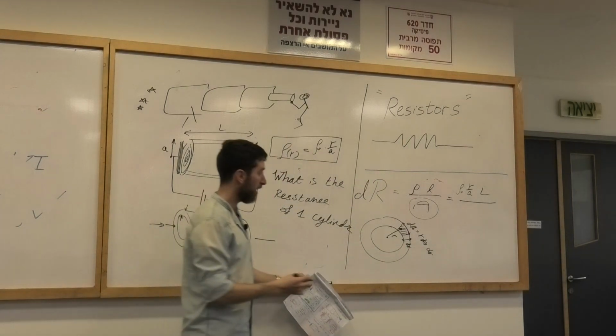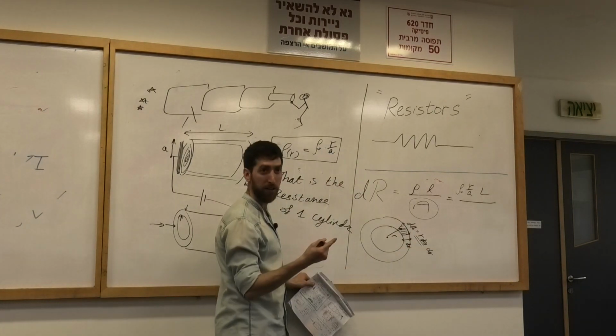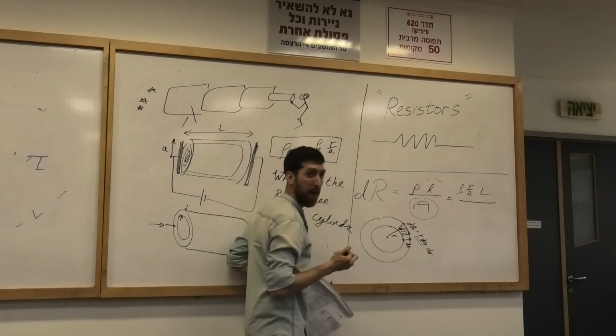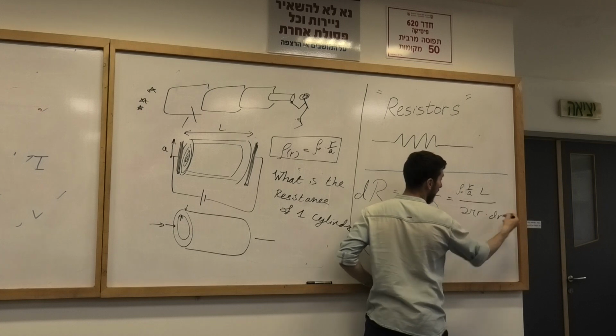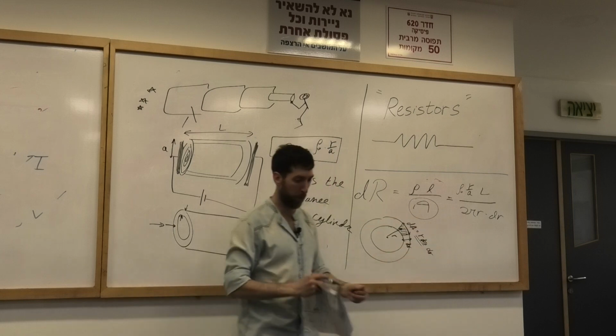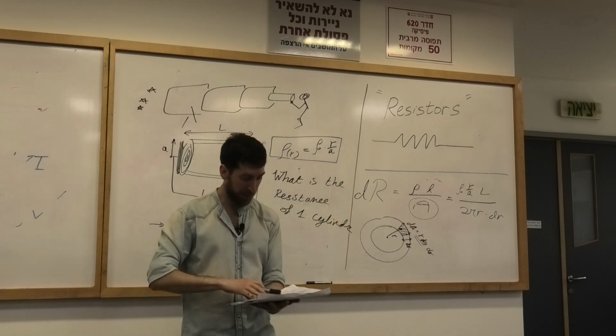Right? And if you're going to do the integral, this is going to end up being 2 pi r, which means the whole thing extended by dr. So this is going to be 2 pi r multiplied by dr. Is this clear? Is this clear? Yeah? Okay. Perfect. So this is the resistance of every little cylinder.